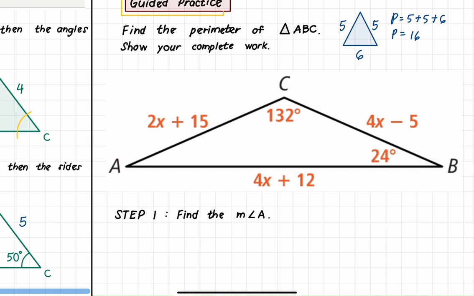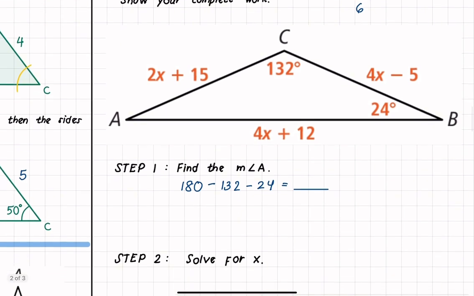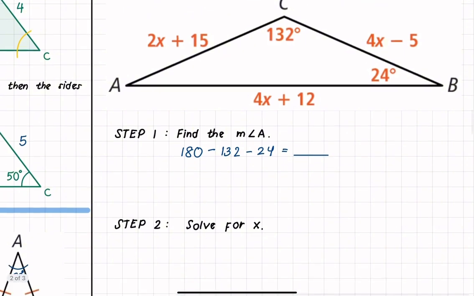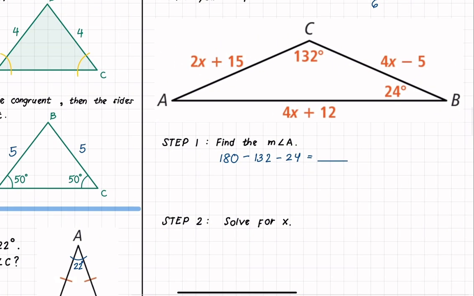Okay, very good. So here you can subtract 180 minus 132 minus 24. Then that is the measure of angle A. Okay, so once you find the measure of angle A, you will know what are the angles that are congruent. If the angles are congruent, therefore, you know what are the sides that are congruent. If you know what sides are congruent, then you can create an equation.